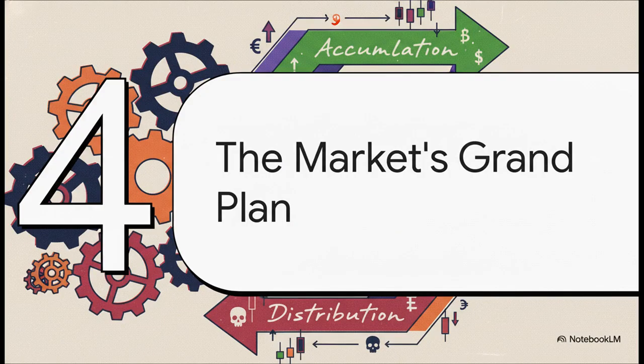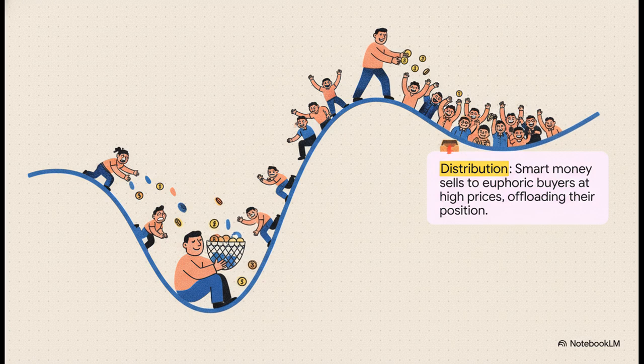Okay, so let's do a quick recap. We've got our main character, the Composite Man. We know his rulebook, the 3 fundamental laws. So what's his grand plan? What's the whole point of this game for him? Well, it all boils down to two key phases that make up pretty much the entire market cycle. This is the whole shebang, right here.